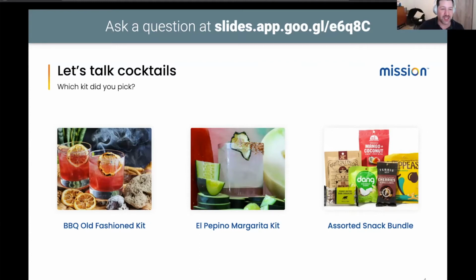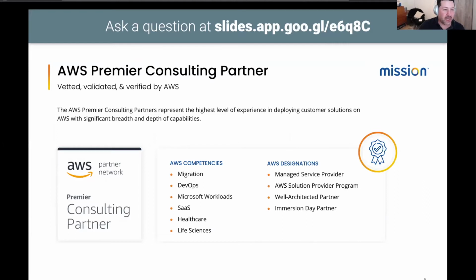Let's go to the next slide, Jason. And who is Mission exactly? I think that might be an important topic of conversation. And we are, in fact, an AWS Premier Consulting Partner. That is the highest level of accreditation and certification from AWS. It means we're one of their top partners. And that also means that we have been vetted and validated and verified by AWS.